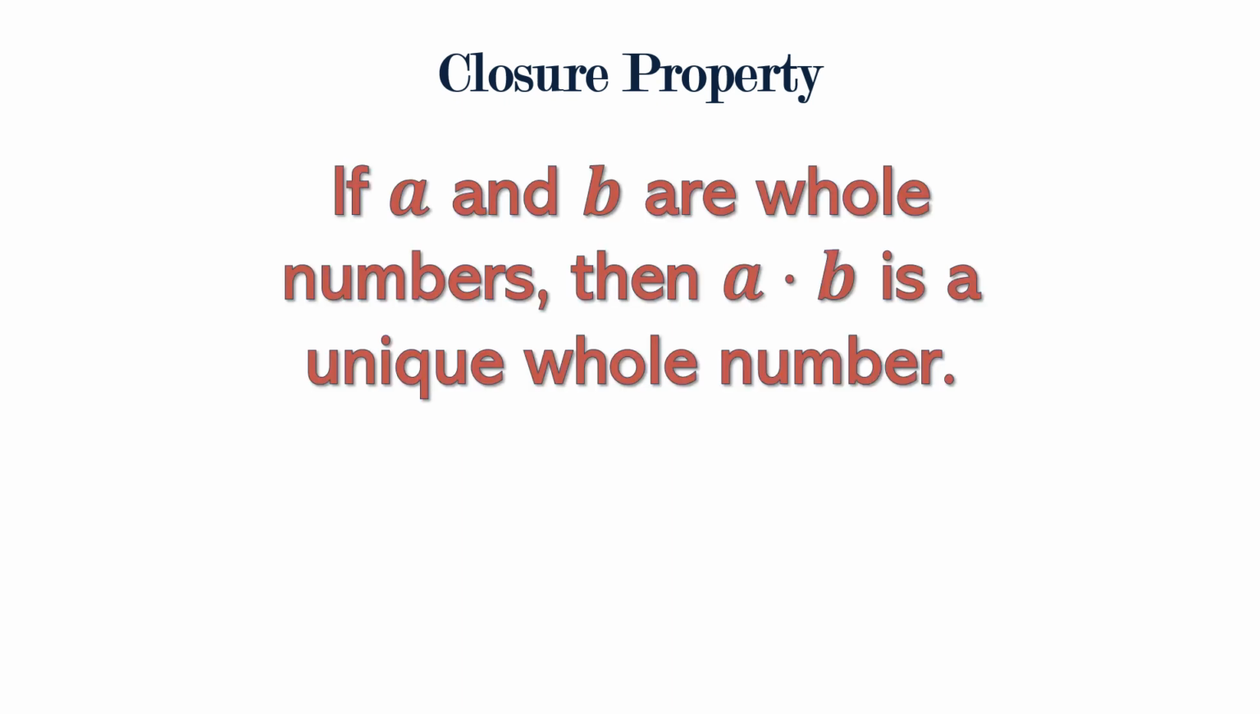All right, so here is the closure property. Like I said, if you are given 2 whole numbers and you multiply them, it's going to give you back a whole number. So if A and B are whole numbers, then A times B is a unique whole number.